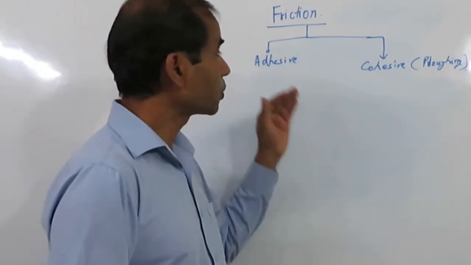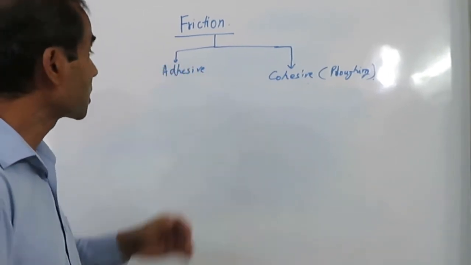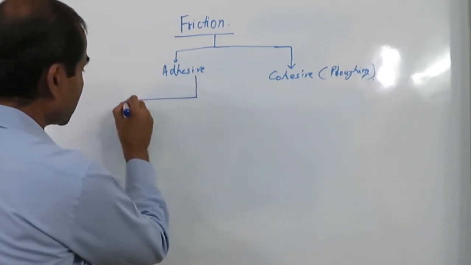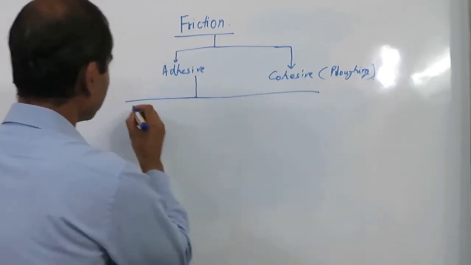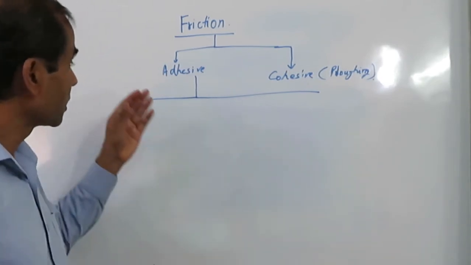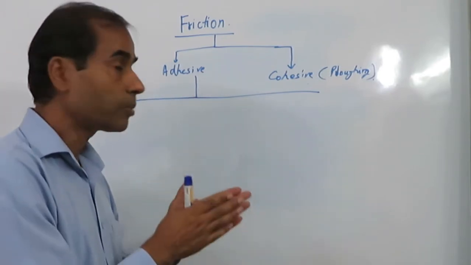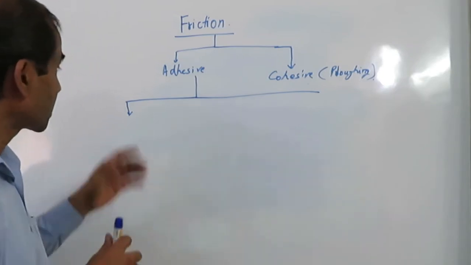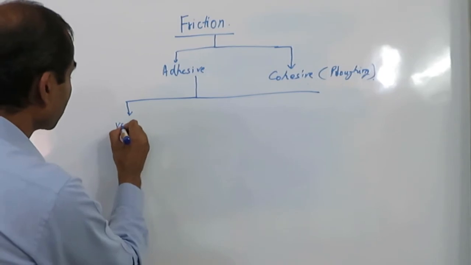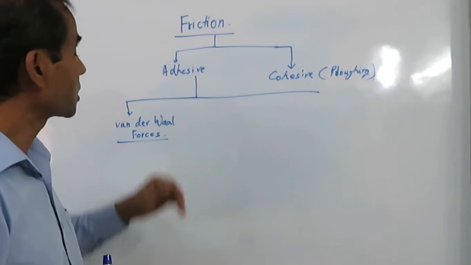Now let me discuss what these two-term components are. So what is adhesion or adhesive force? Adhesion can be divided into several different parts. Adhesion, we know, is the attraction between two solid bodies when they come in very, very close contact. So the first one, we can call it adhesive force because of van der Waals forces. Here I will discuss only briefly what these components of adhesive friction are.